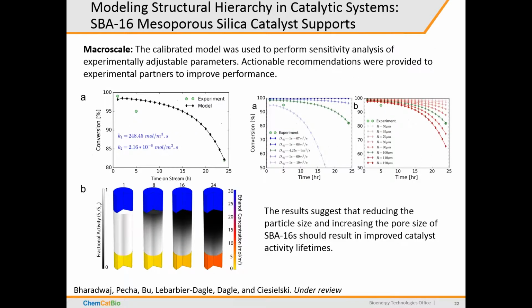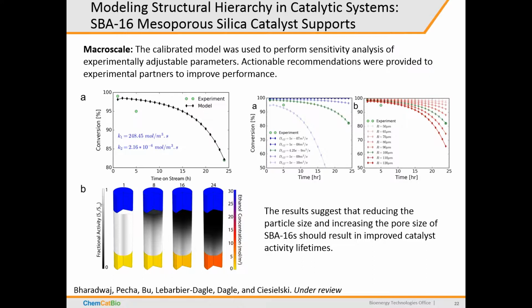Okay, and then what's nice about this is that once we have a parameterized simulation, we can begin to do sensitivity analysis for parameters that are easy to control across different length scales. So one nice thing about SBA16 is you can tune the cage size, you can tune the pore size that connects the cages. That's sort of at the nanoscale. And so we can do parameter sweeps over that to see how that affects the performance of the catalyst.